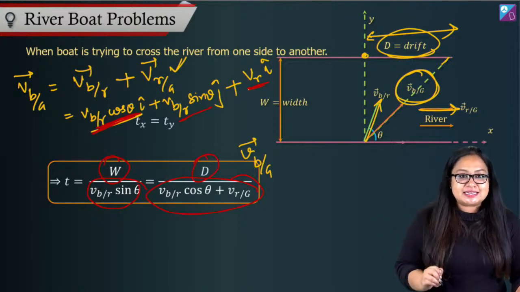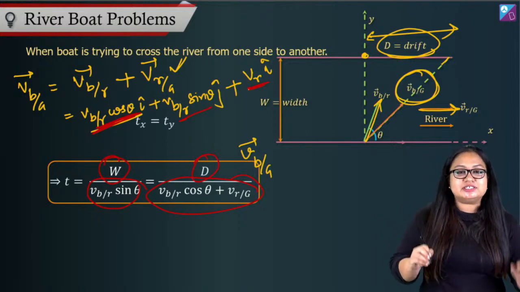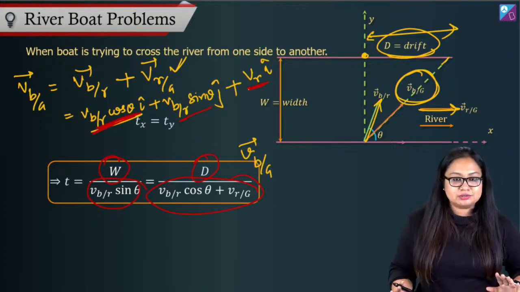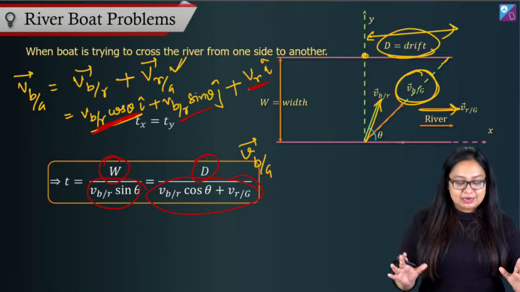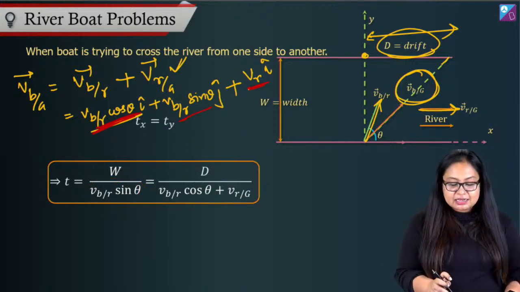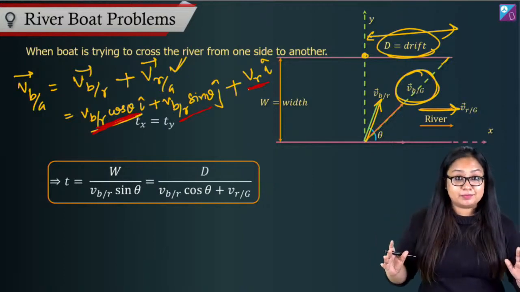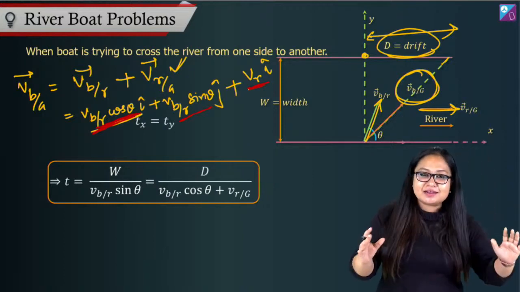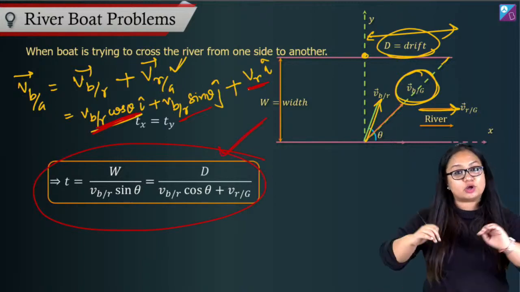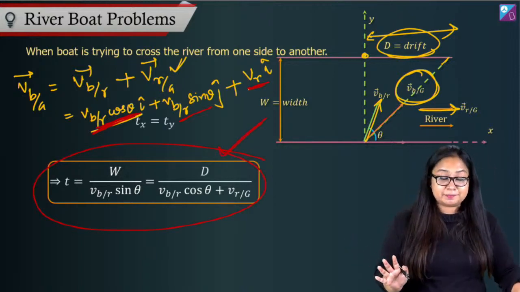Now that you see this, right? The time taken for x direction motion and the time taken for y direction motion, they both are equal. This is the equation that you get out of it. And for any river boat problem out there, okay, pay attention, for any river boat problem out there, you can apply this relation and solve it at the end of the day.